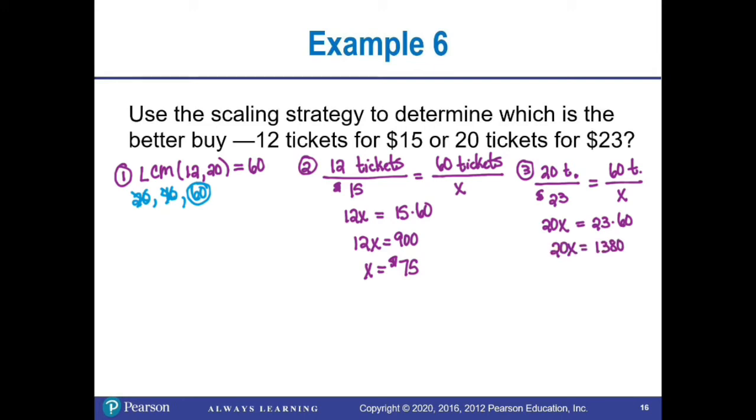23 times 60 is 1,380. Divide both sides by 20, and I used my scratch paper and got $69. Well, this is cheaper. So this tells me that 20 tickets for $23 is the better buy.